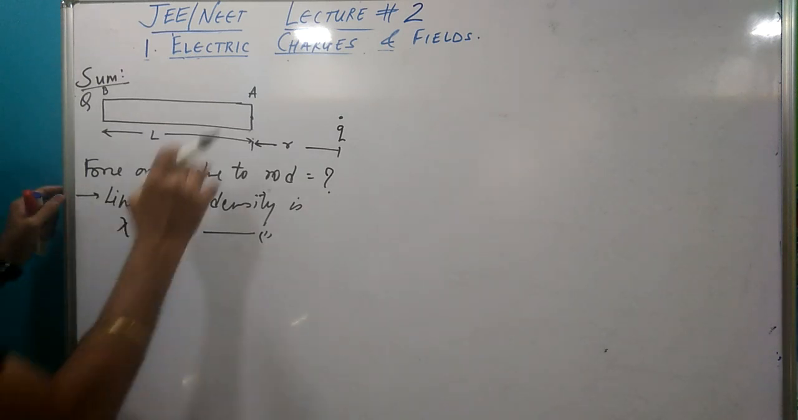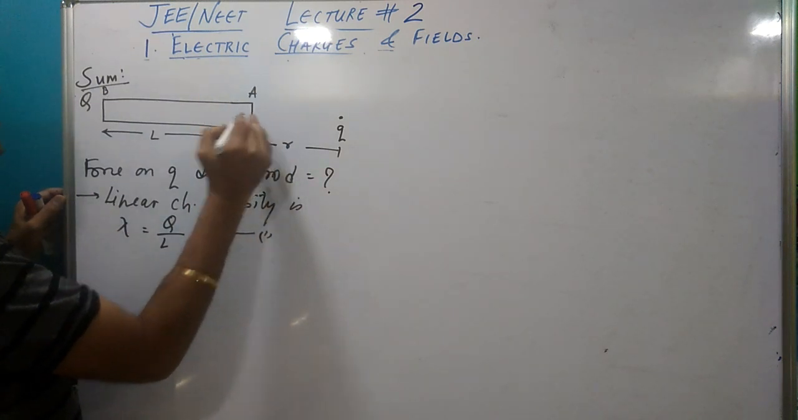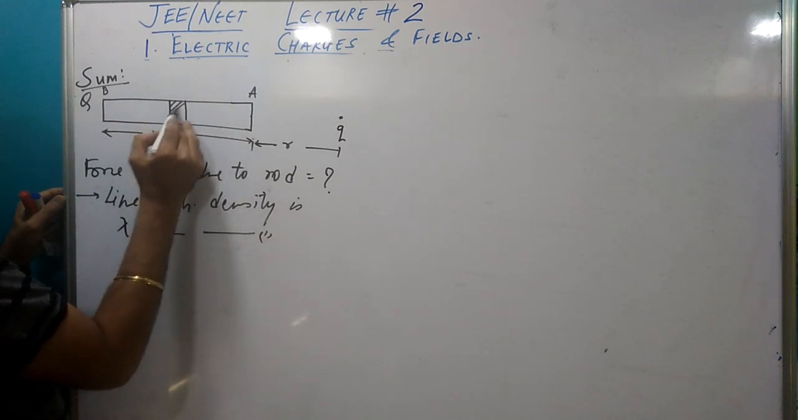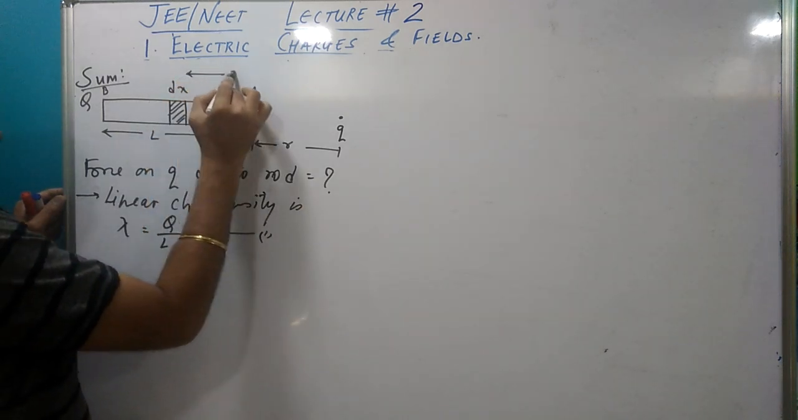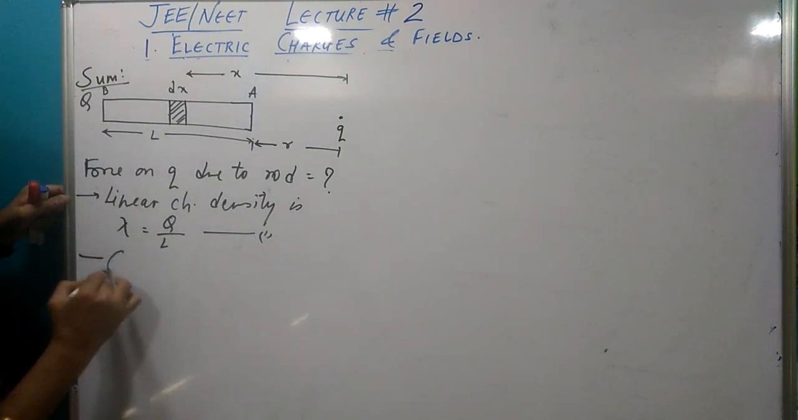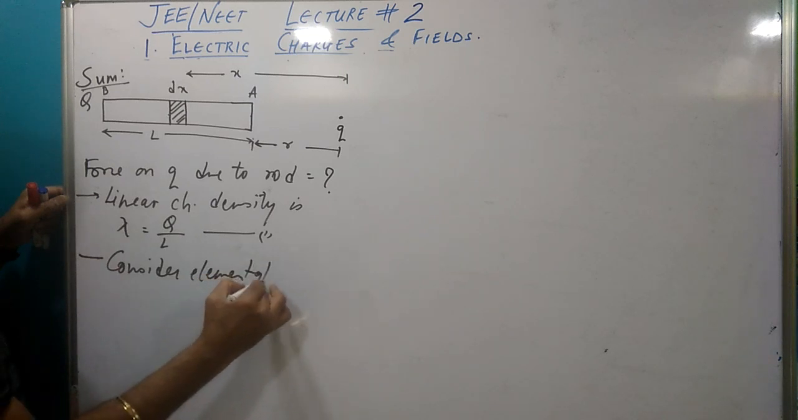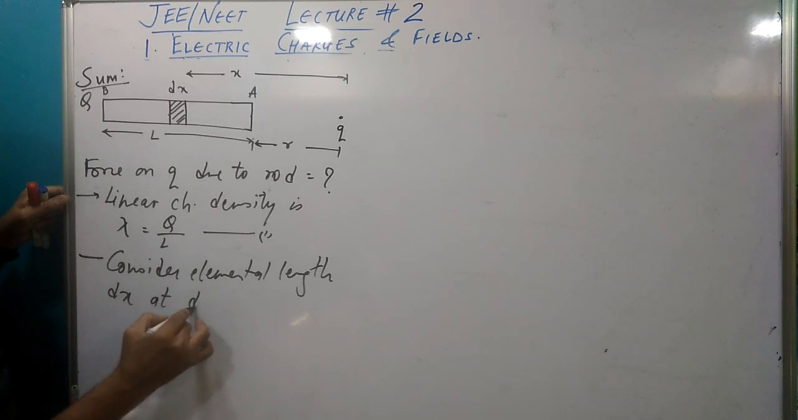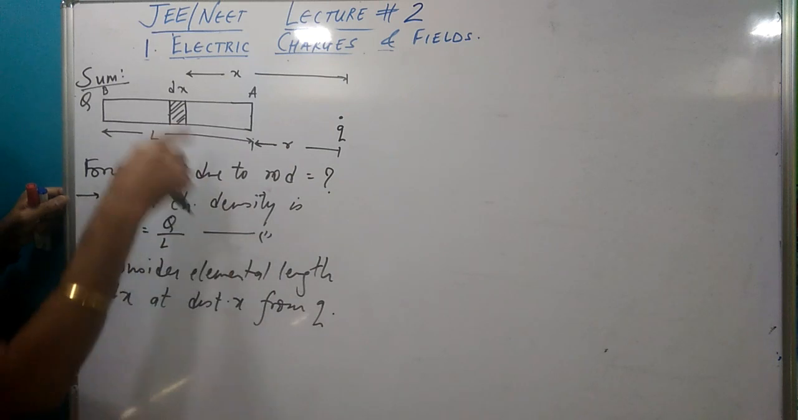And now let us take a small elemental length. Stay with me and hold the line. I am taking a small elemental length. Look here, I am calling it dx. And this dx is at a distance x from this charge Q. So consider elemental length dx at a distance x from this charge Q.